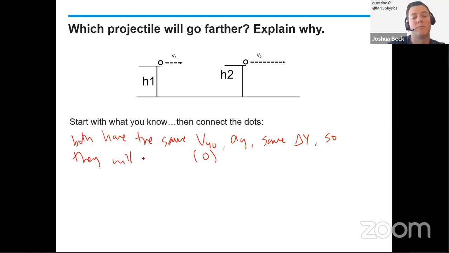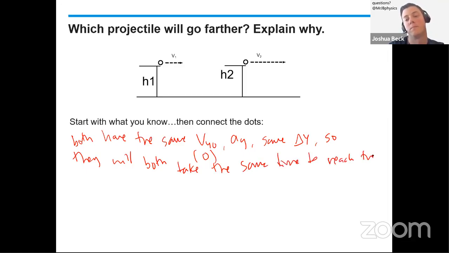So they will both take the same time to reach the ground. Now I've addressed all the variables that are relevant. If I want to know how long it takes to hit the ground, I need to know what the initial y velocity is, the y acceleration, and the y displacement. So they're both going to take the same time to reach the ground. Have I explained which will go further yet? Well, no, not yet. So keep going.